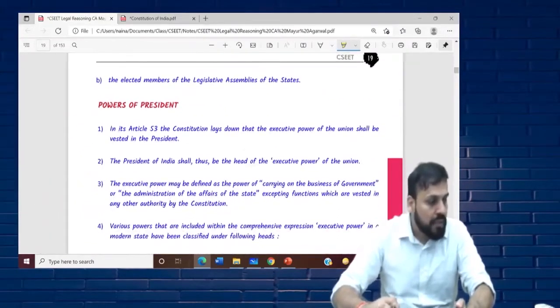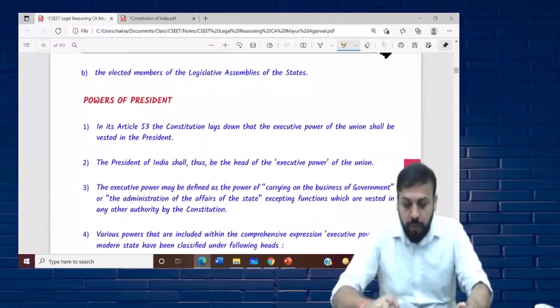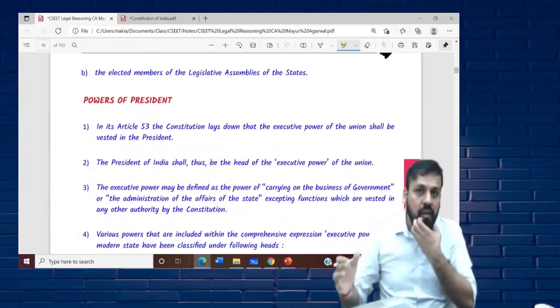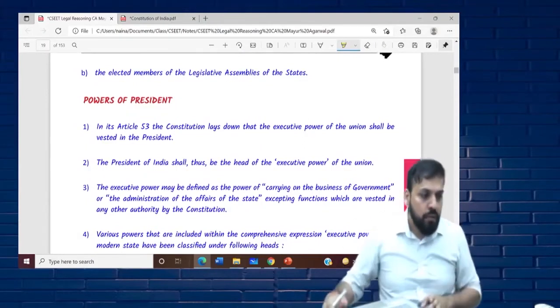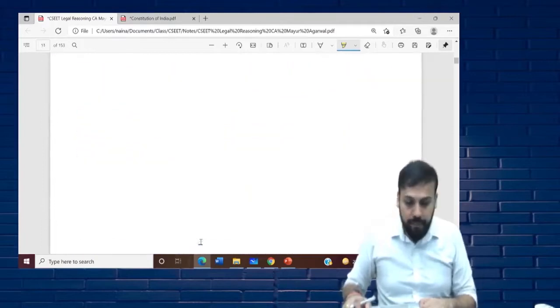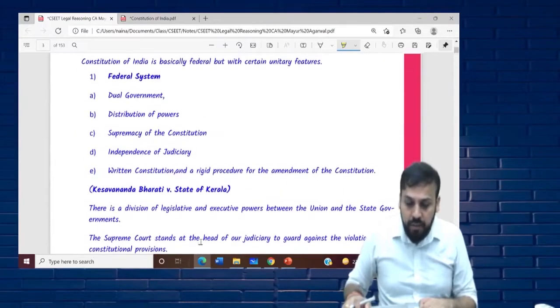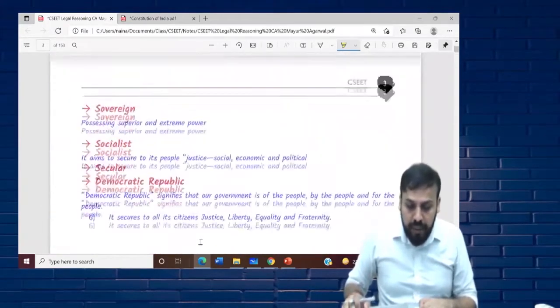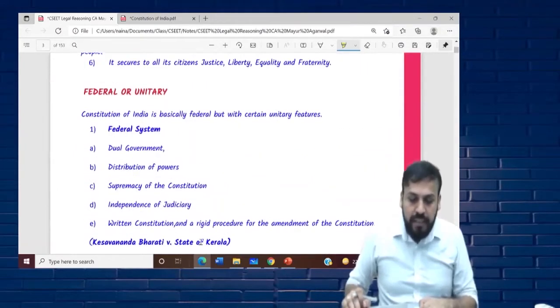Now let us understand one by one what the President can do. See, before that, is our country a federal country or a unitary country? What do you mean by federal? Powers are distributed. And what do you mean by unitary? Unitary means power is at one place.